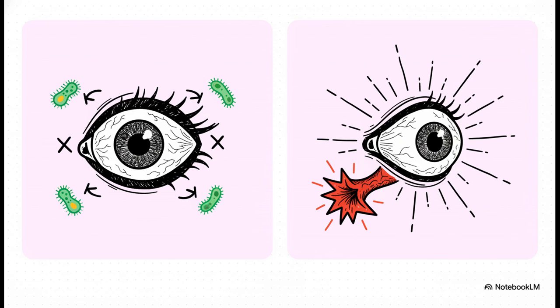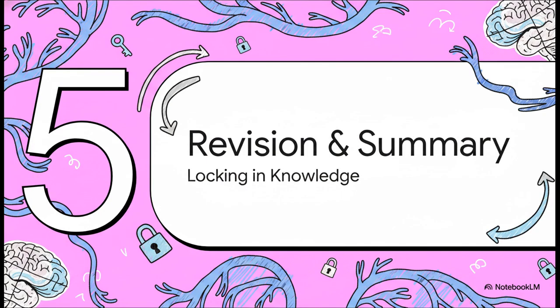This violent pressure forces blood backward into the eye's veins, causing the eyeball to literally bulge out and pulsate with every heartbeat. It's called pulsating exophthalmos, and you'll even hear a loud rushing sound, or a bruit, right over the eye. Section 5 is our quick revision and summary.